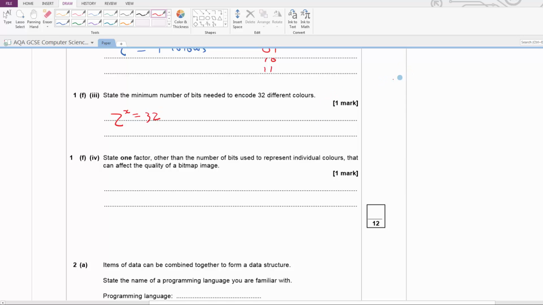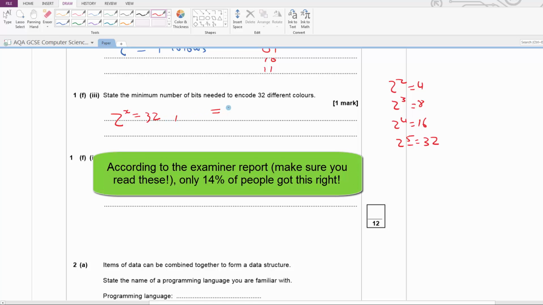If you think about it, we've got 2 squared, we've said that's 4, 2 to the power 3 is 8, 2 to the power 4 is 16, and 2 to the power 5 is 32. So this is our x value, which we're kind of solving for. So the answer is 5.